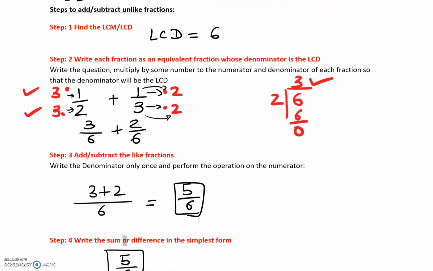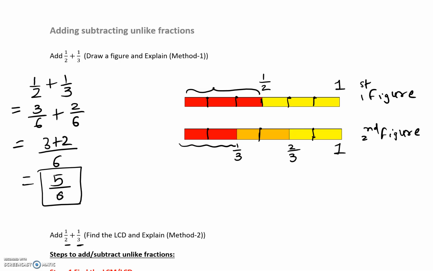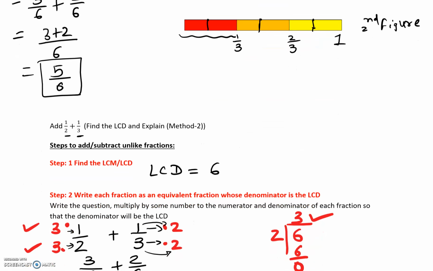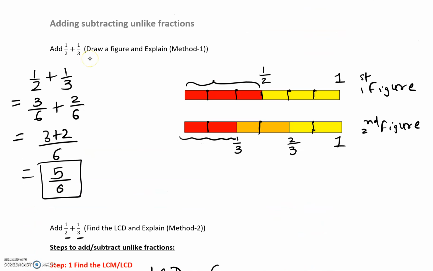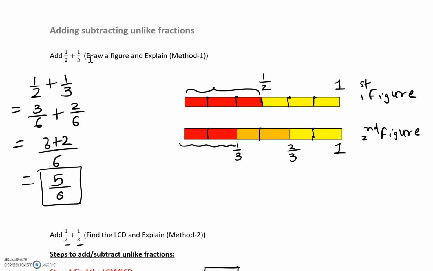Notice one thing, the answer here is 5/6, the answer here was also 5/6. Did you now figure out that if you want to do the figure method, you still have to know your LCD? Because this is the number that tells me how many equal parts I have to divide the figures into. Hope this will help.